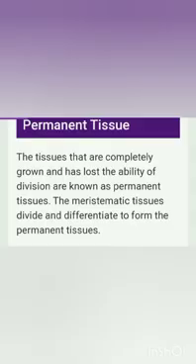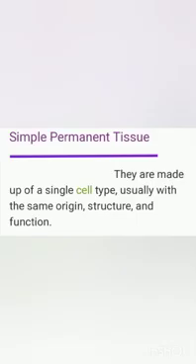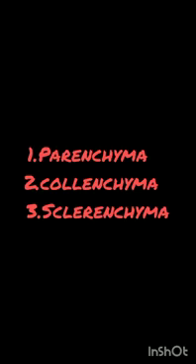Permanent tissues. They lose their capacity to divide and do some other functions. These are derived from meristematic cells only. What is differentiation? The process of taking up a permanent shape, size and function is called differentiation. Now we are going to discuss the types of permanent tissue. First, simple permanent tissues. They are made up of a single cell type, usually with the same origin, structure and function. It is of three types: parenchyma, collenchyma and sclerenchyma.